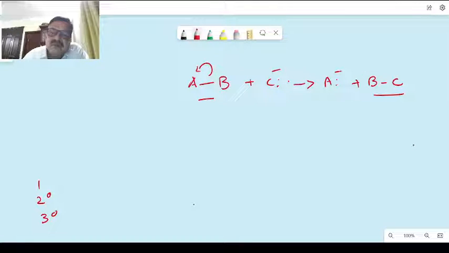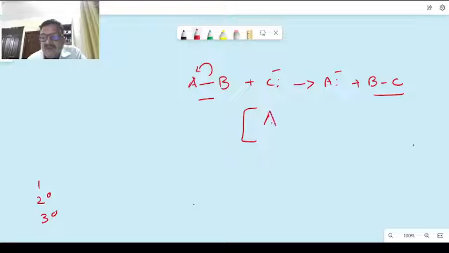Correct? The bond between A and B is partially broken, and the bond between B and C is partially formed. So A will gain a partial negative charge, and C will lose a charge. Correct? In the course of the reaction. So each atom will be bearing a partial charge in the transition state here. So how will we represent this transition state here? It is not an intermediate. It cannot be isolated. These things we have discussed earlier.